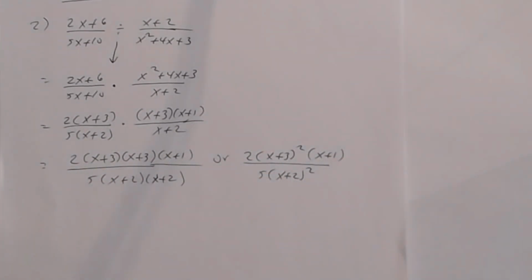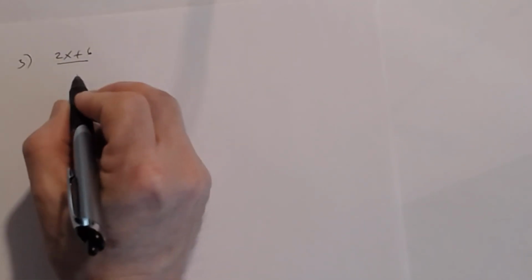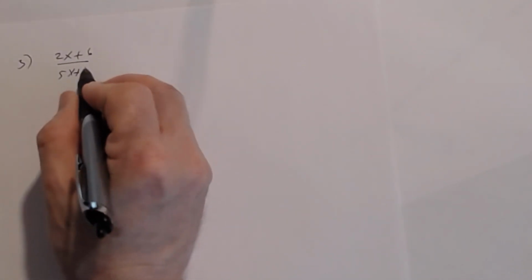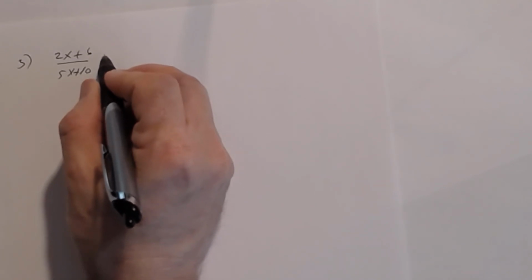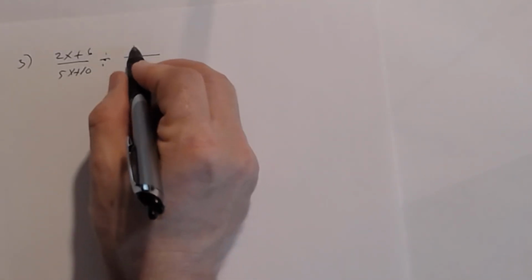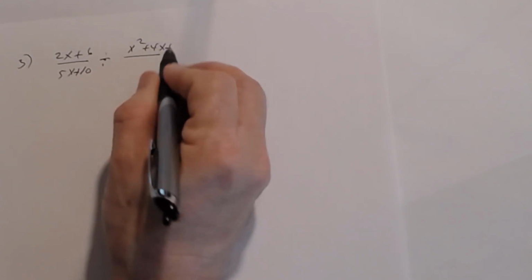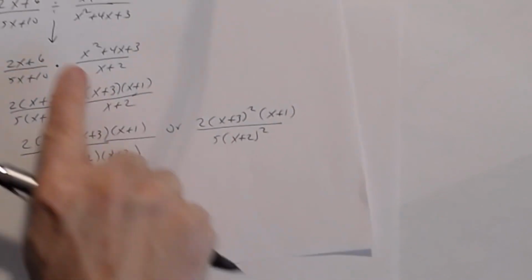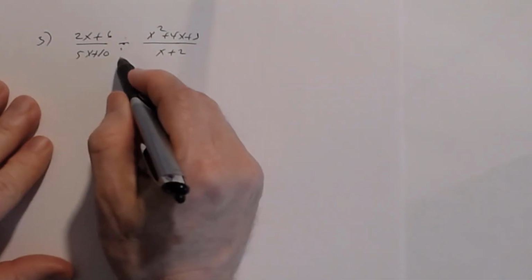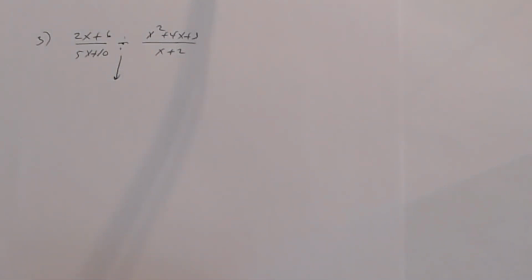Now, let's look at number 3. Number 3, what if I had this instead for number 3? What if I had this? All right, number 3, we have 2x plus 6. So almost the same problem, except this time, I'm going to write it like this. Okay, so I'm going to do this one instead. So it's almost the same as this one, except I'm going to reverse this.